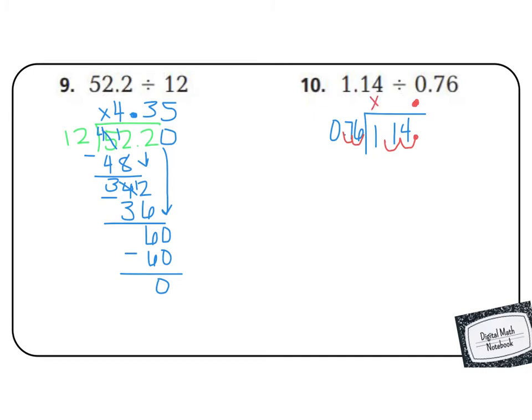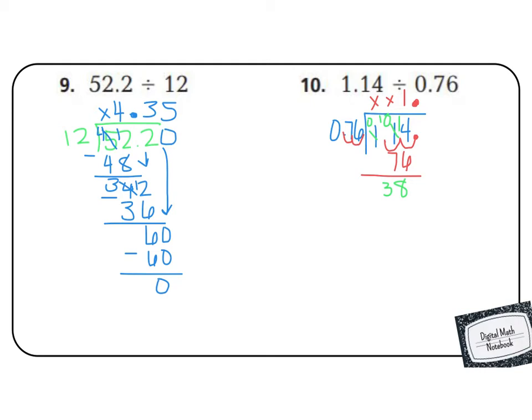76 doesn't go into 1, and it doesn't go into 11, so it has to go into the whole number 114. Well, 7 plus 7 would be 140, so it's only going to go in 1 time, which means I'm going to go all the way underneath this 4 when I subtract 76. Now we're going to have to do some borrowing. 4 minus 6 we can't do, so we borrow from 1. This becomes a 0. Now we have 14. 14 minus 6 is 8, and now we have 0 minus 7. We can't do that, so we have to borrow again. Now we have 10 minus 7 is 3. So we have 38.